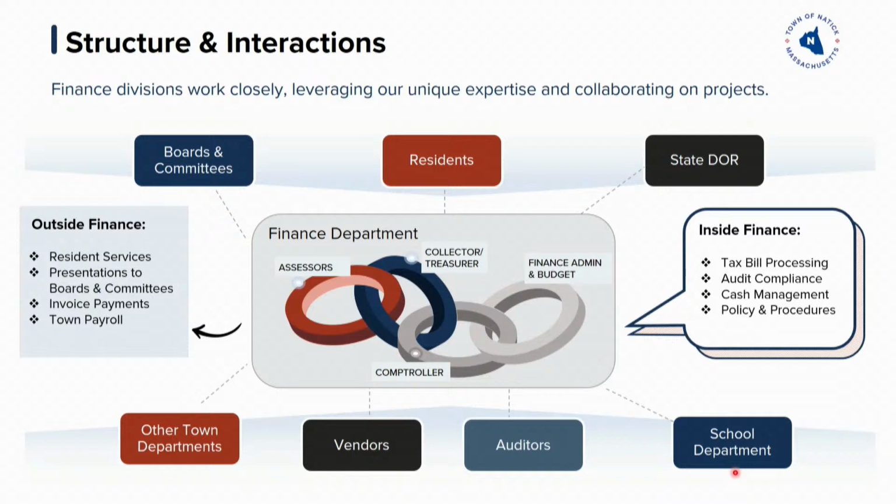And of course, the State Department of Revenue, actually the Division of Local Services, is our oversight state agency for municipal finance for all the towns, including the town of Natick. We have to provide annual filings with them. They do review a lot of our work. I'm sure Mr. Henderson will talk a little bit about the oversight they have with regards to our assessing and valuation of our properties in Natick.